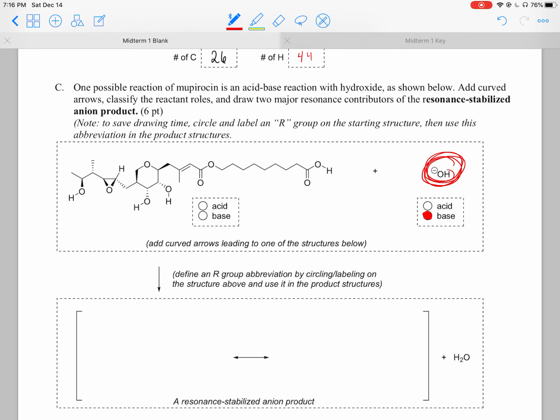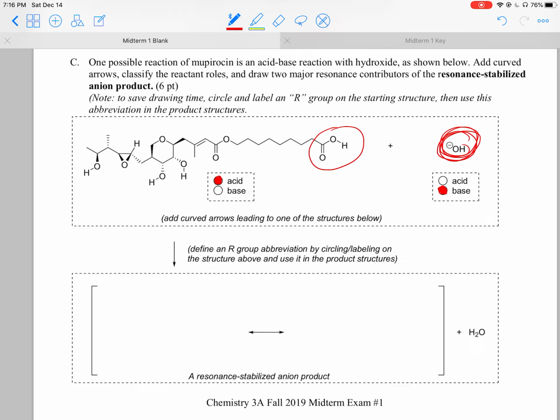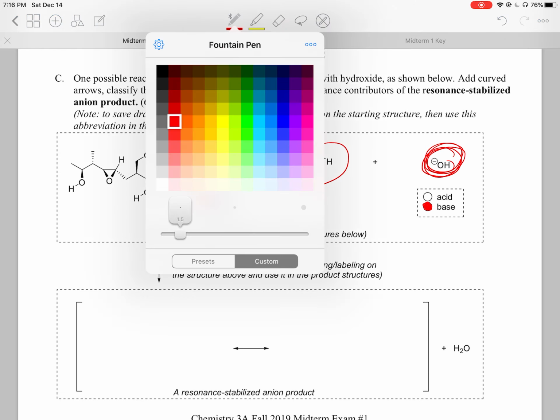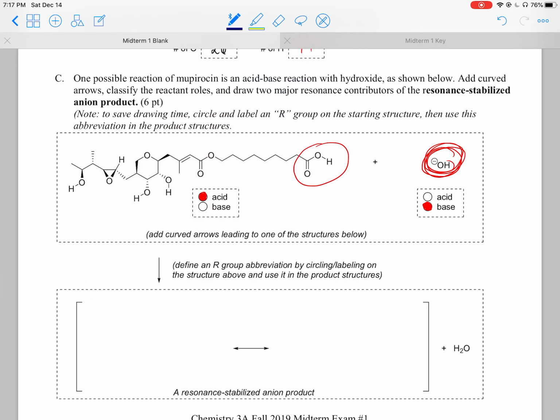And if we look, right here on the end is a carboxylic acid. So that has acid in the name. So we know that that's going to be an acid. And so for acid-base reactions, the hydrogen is donated by the acid to the base. It says to save drawing time, circle and label an R group on the starting structure. So what I'm going to do is, we have that red circle that is the carboxylic acid right here, and the rest of the structure is irrelevant for this question.